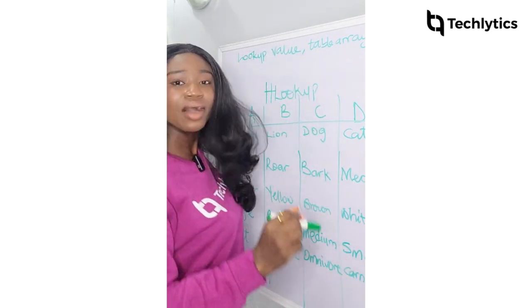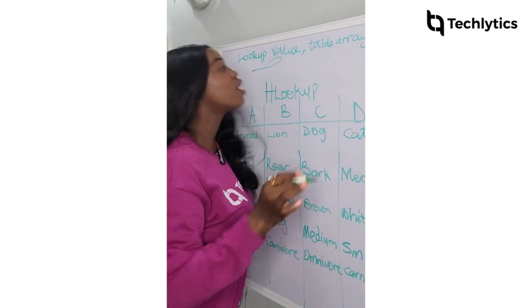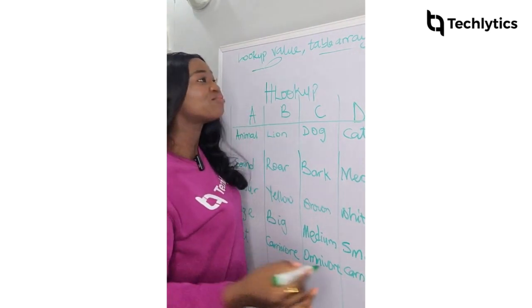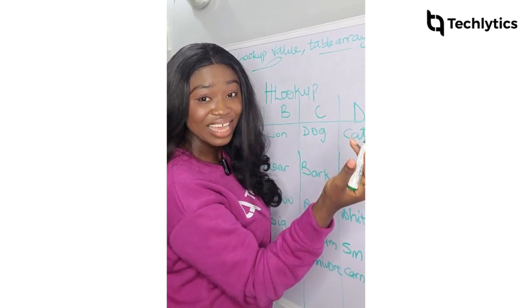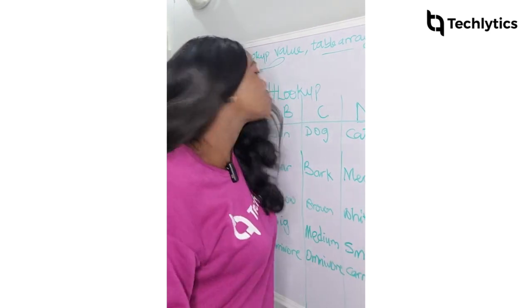In HLOOKUP, we have 4 arguments, just like we had in VLOOKUP. We have your lookup value, that is what you are looking for; your table array, where you want to find that thing you're looking for; the row index number, which replaces the column index number we had in VLOOKUP; and your range lookup, whether it's an approximate match or an exact match.